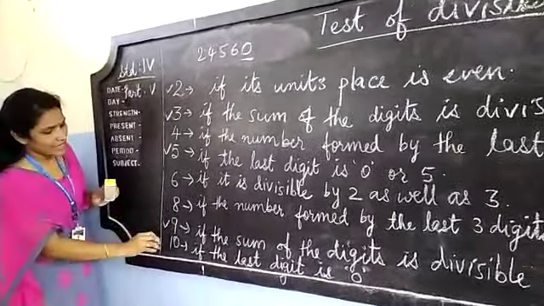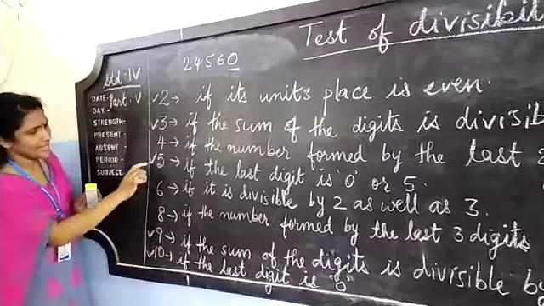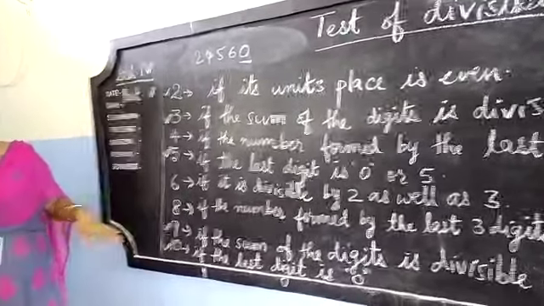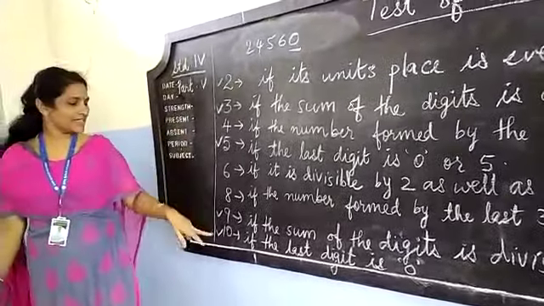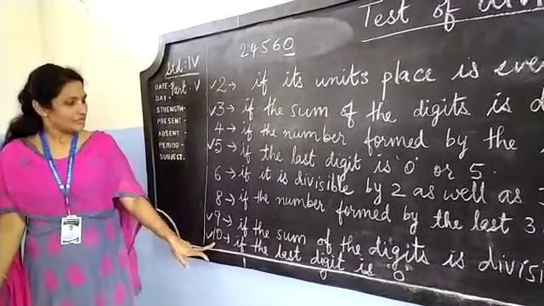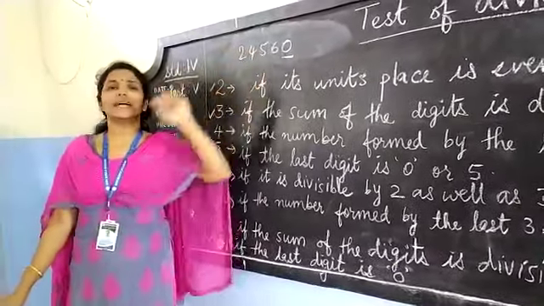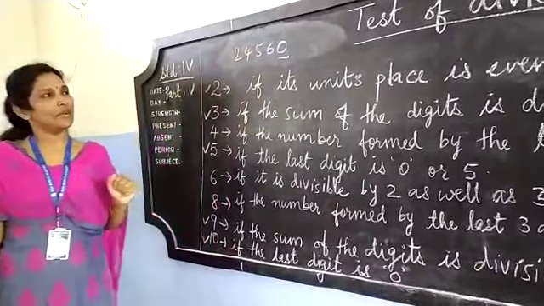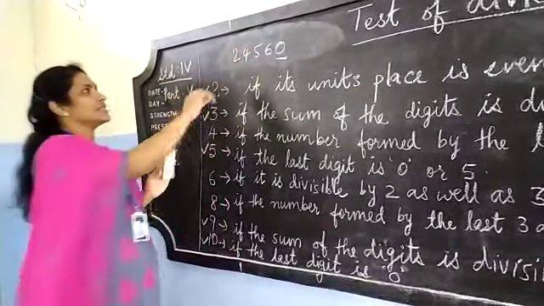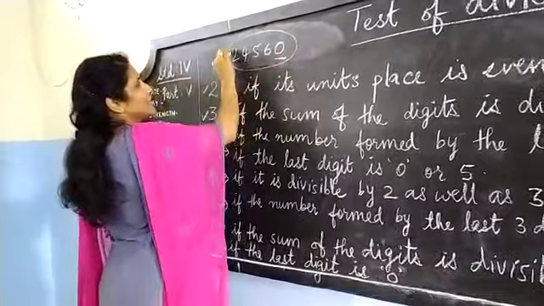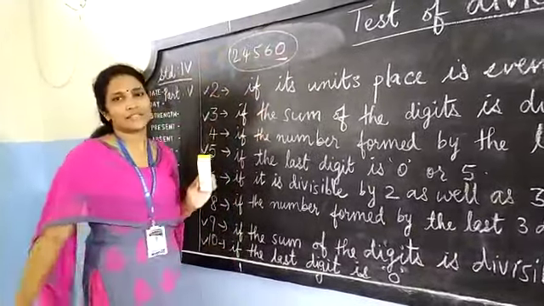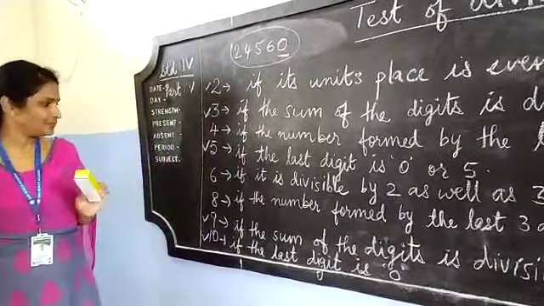Now 10 and 5 are seen in the same way. How can you find out whether a number is divisible by 10? If the last digit is 0, that number is divisible by 10. Is this number divisible by 10? Yes, because its last digit is 0.